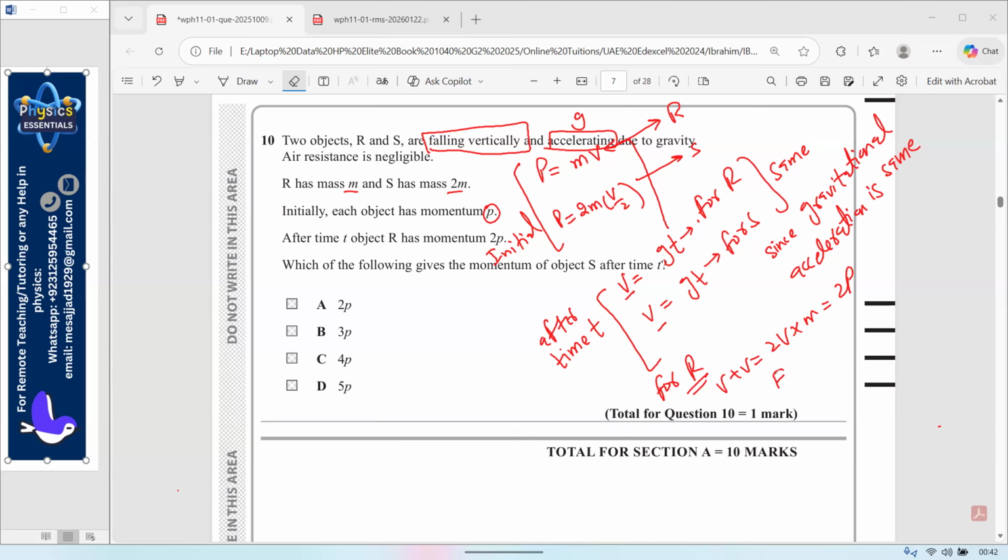And for S, the speed was previously v by 2 and now v is just added because it is moving vertically, so the speed increased, and the final speed is 3v by 2. If you multiply it with mass, which is 2m, you get 3mv, and 3mv means 3p. Therefore the momentum for object S is 3p.